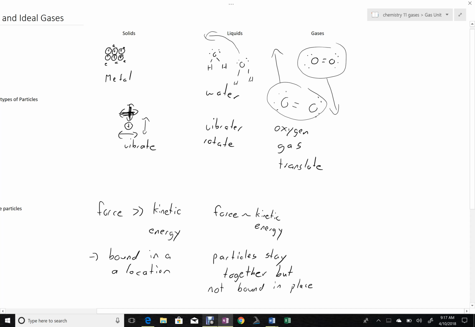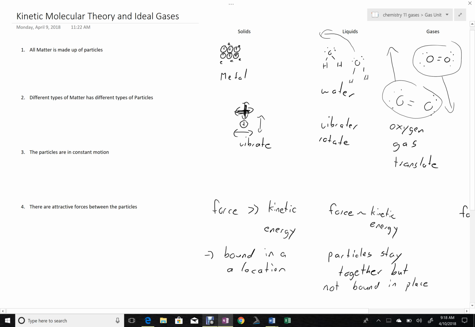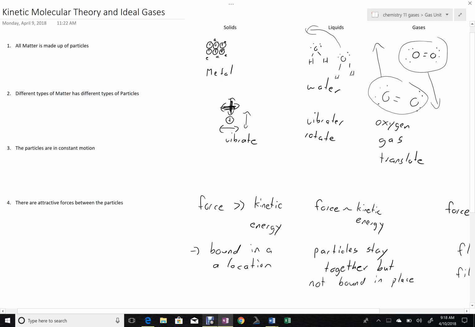Finally, in a gas, the force is less than the kinetic energy. And here the particles are moving so much that they fly apart. They fly around the container, and as a result they fill the container. Okay, so that's a quick review of kinetic molecular theory, the four main ideas.